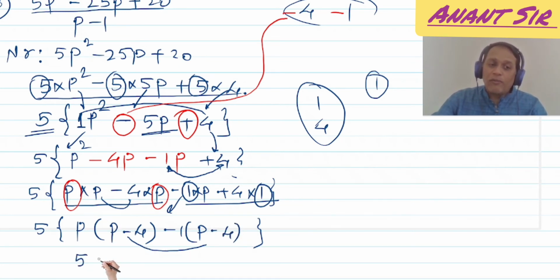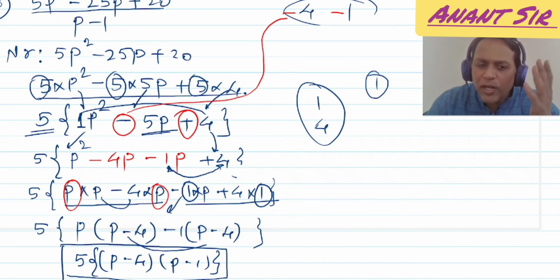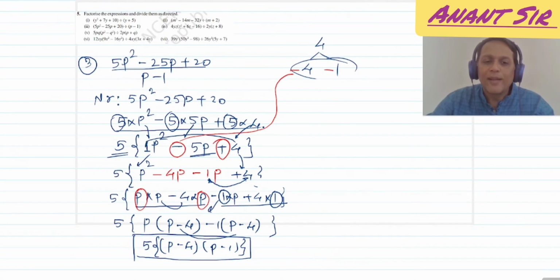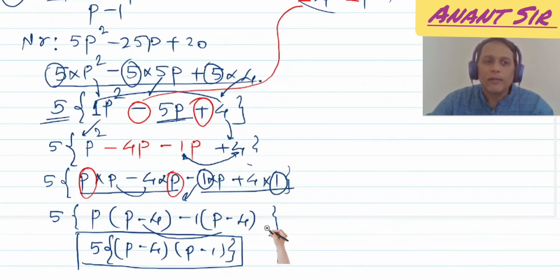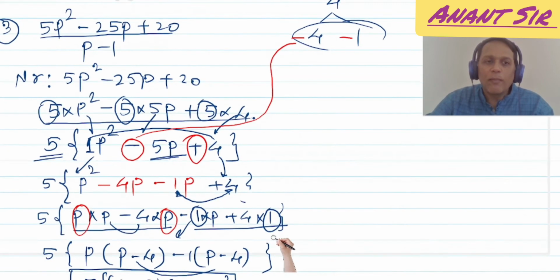So now we have the factors of the numerator. P, this 5 as it is, then p minus 4 in the first bracket and p minus 1 in the second bracket. So these are the factors of the numerator. Now we just have to put the values and find the answer. So now I am going to put the values.